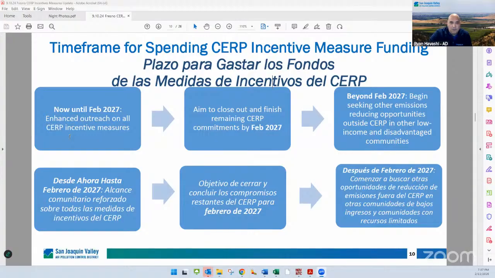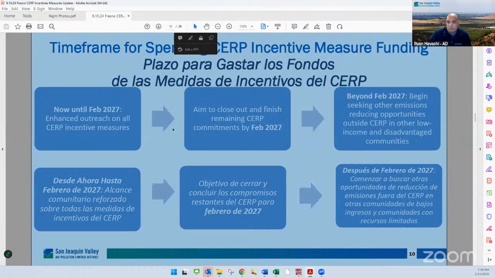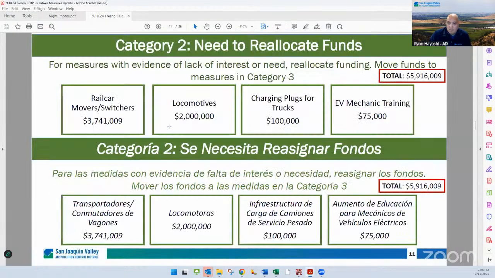As I shared in some of the other slides, we've spent a lot of the funding, but there are still some pretty large buckets that we haven't been successful in spending. So some of the measures that we're not seeing any traction or movement with, we would recommend looking for opportunities to reallocate that funding.